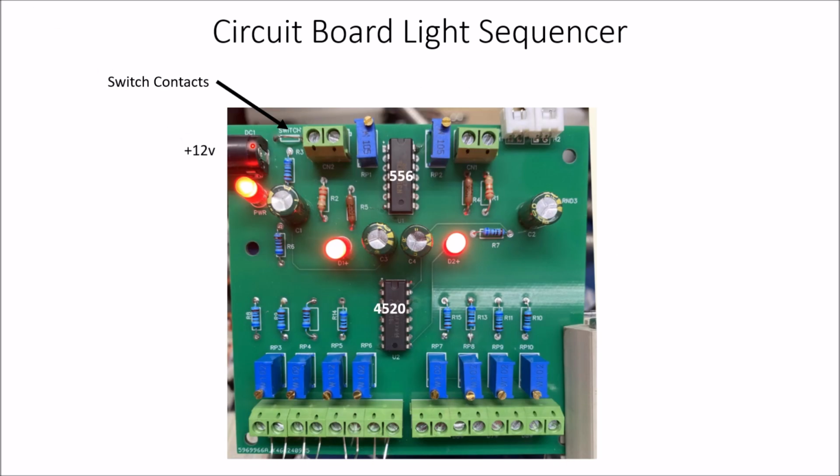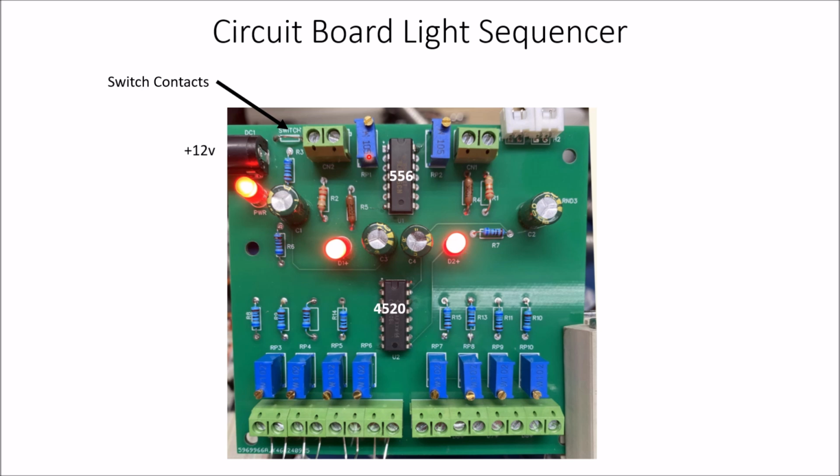Over here in the upper left-hand corner is the power connector for 12 volts. This is the power on LED. The left side of the board is for the first timer. This LED blinks on and off with the first 555 timer going on and off. This LED is for the second timer on the right side of the board going on and off.